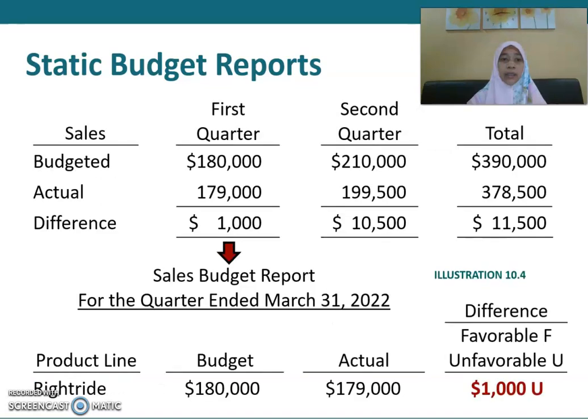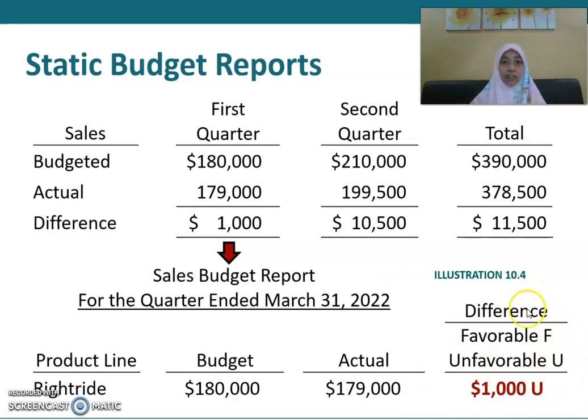In this case, if you see your sales budget report for the quarter ended March 31st, 2022, that means for the first quarter, you can see the product line that you have budgeted is 180,000, and the actual results is 179,000. As we have calculated earlier, the difference of 1,000 is either favorable or unfavorable. This one is unfavorable.